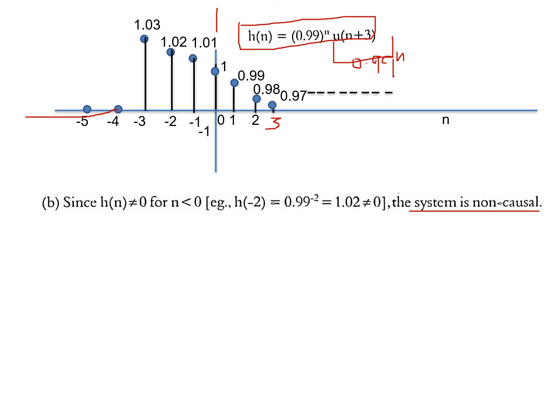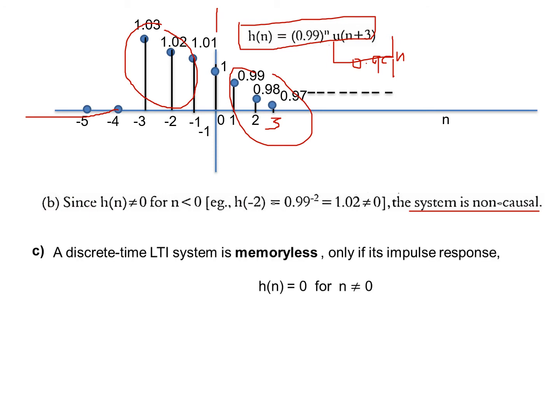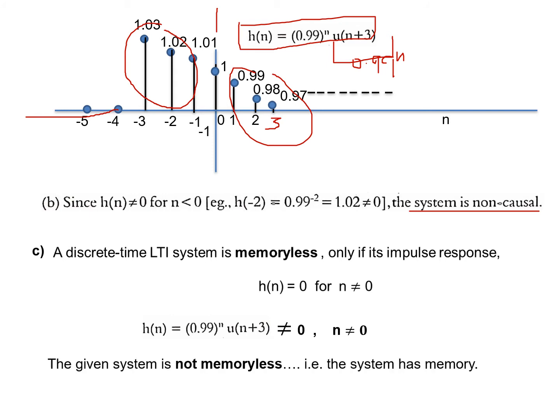This system anyway has memory because it has values even other than n equal to 0, isn't it? All these values are those which are supposed to be 0 for a memoryless system. This system has memory because there are values other than n equal to 0. Therefore, this system has memory. This is not a memoryless system. This condition, which is a condition for a memoryless system, is not satisfied. Likewise, we'll explore a further problem.